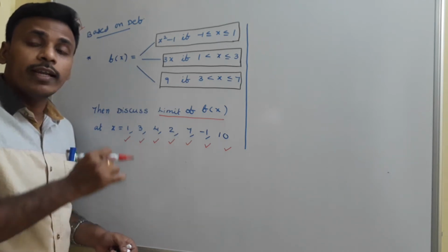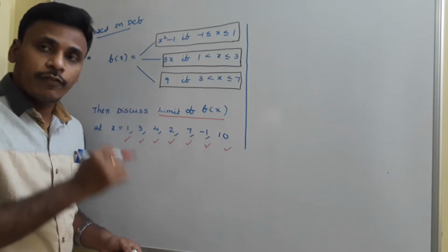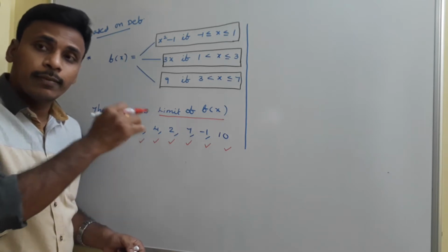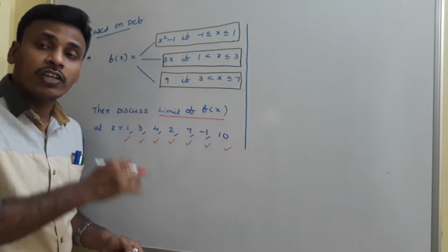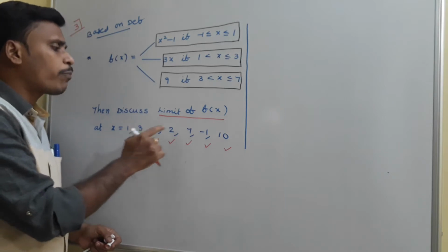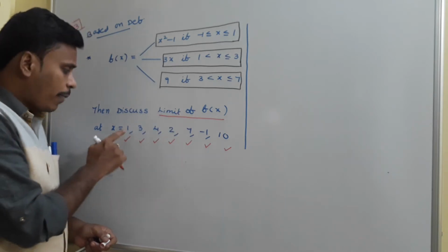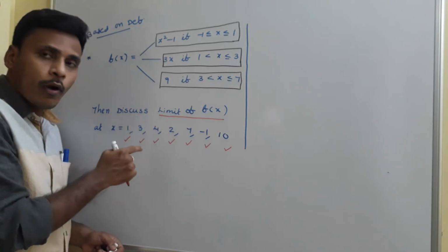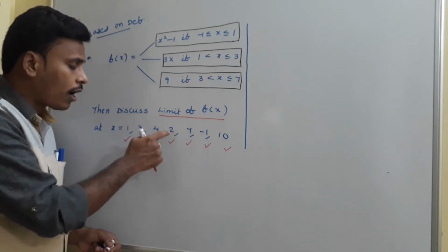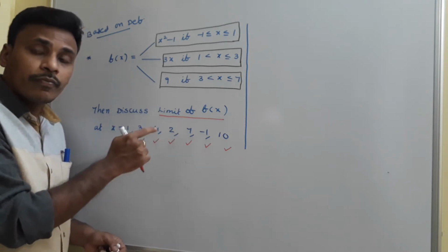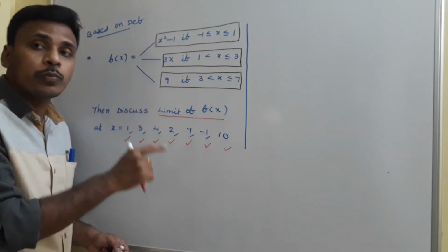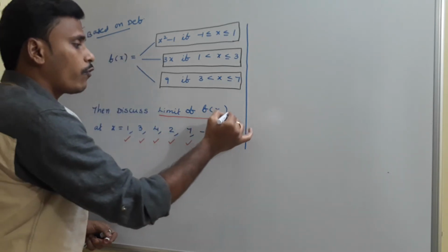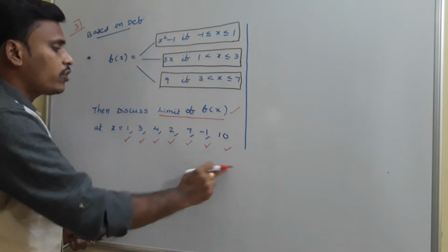As I mentioned, the limit of the function is different for different points. I mentioned some points here: 1 here, 3 here, 2 here, 4 here, but 4.55, I won't mention those points here, though there is a discussion of limit at those points also. But here we are just discussing the limit of the function f of x at these different points.